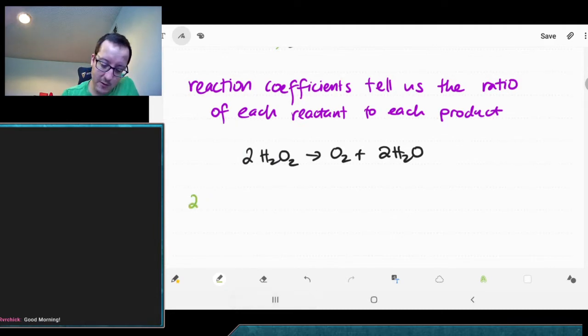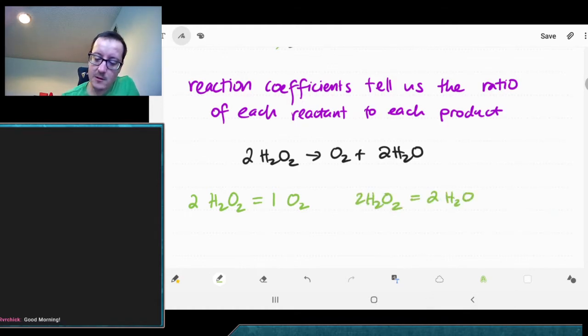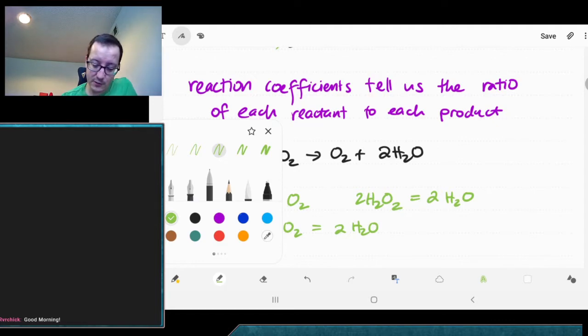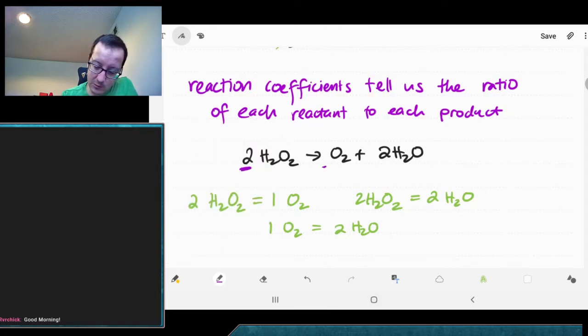This tells us that we have 2 hydrogen peroxides equals 1 oxygen, and 2 hydrogen peroxides equals 2 waters, and then we also get 1 oxygen equals 2 waters. So we get out 3 conversion factors from this using the reaction coefficients. So the 2, the 1, and the 2 will tell us the ratios that we need to put things together to make whatever product, or in this case we have just one reactant, but making multiple products.